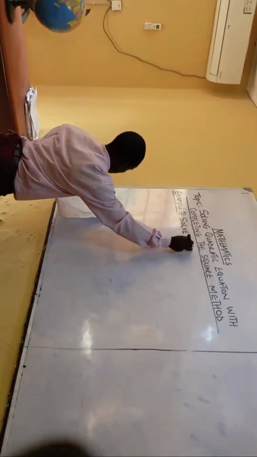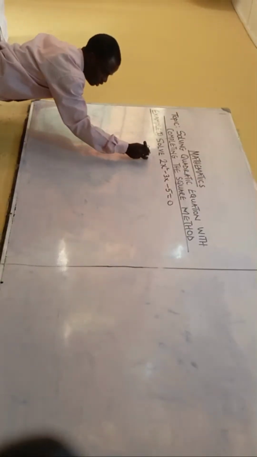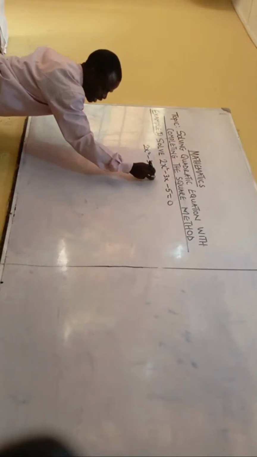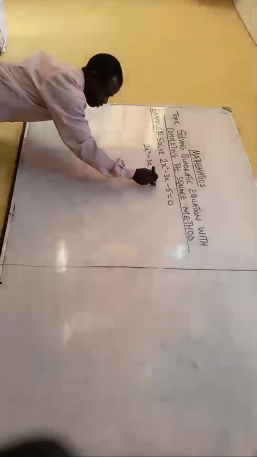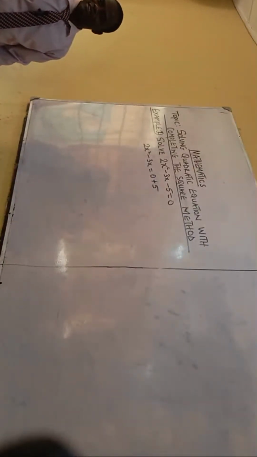Now, when we have 2x squared minus 3x minus 5 equals 0, solve. In this case, let's take the constant to the right hand side. You now have 2x squared minus 3x equals 0 plus 5. Correct. Plus 5. I love that. That's the first thing. Plus 5. Clap yourself. Okay, good. You now have 2x squared minus 3x equals to 5.